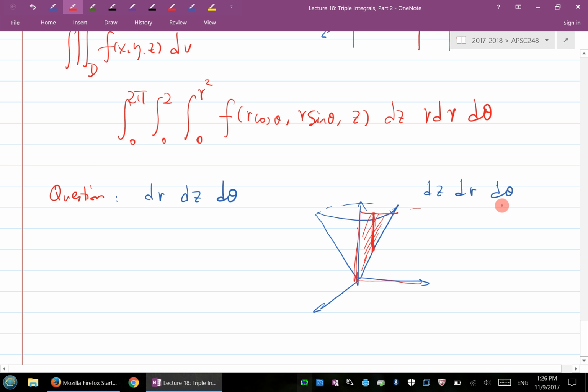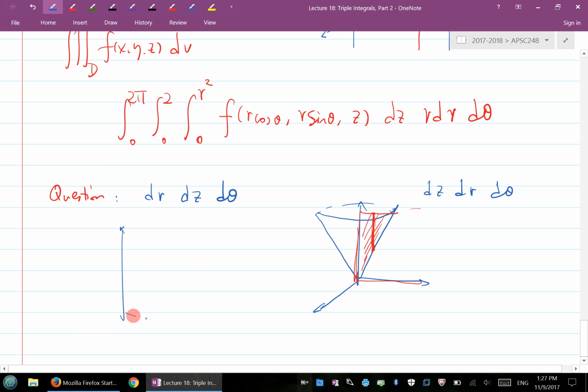And then the last step, you sweep around this shadow, the theta. In this case, it's 360 degrees. It's like in AutoCAD, you do a sweep, and then you created this region D. So that makes the region D, and there's no redundancy here. So what about dr d theta dz?